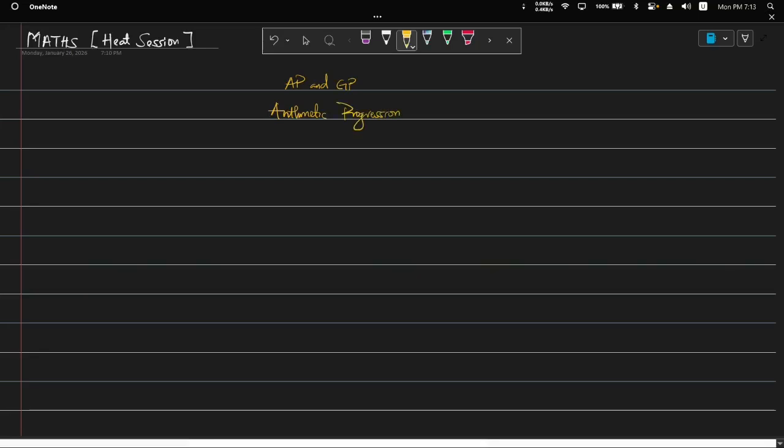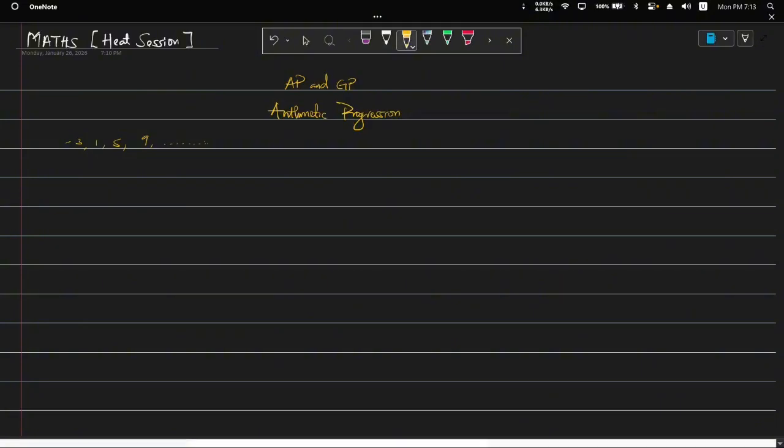When do we have an arithmetic progression? If you have a sequence of numbers and there is a common difference between this entire sequence of numbers, then you have an arithmetic progression. Take for instance, you have a sequence of numbers: minus 3, 1, 5, 9, and so on.